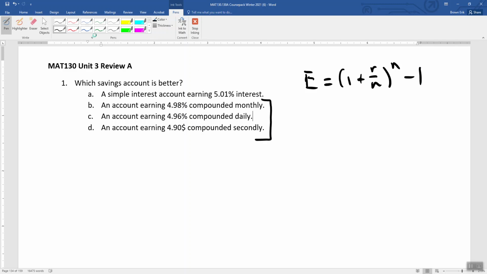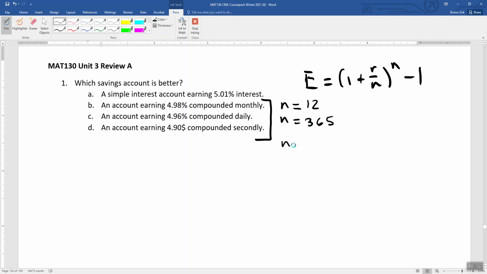Remember what that effective interest rate tells us. It converts all of these to a simple interest rate, to an annual interest rate. So for a 1 year period, that's the same thing as a simple interest rate. So in other words, we're going to note that monthly is something that's compounded 12 times per year. Daily would be 365 or 365.25. I think we'll use 365.